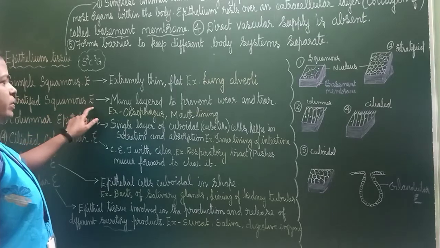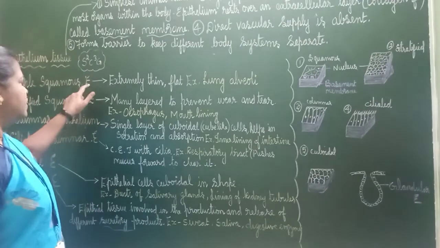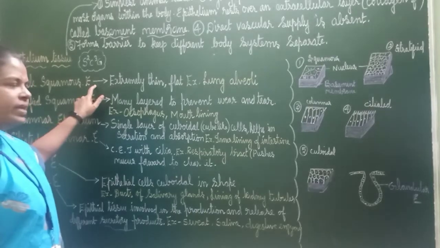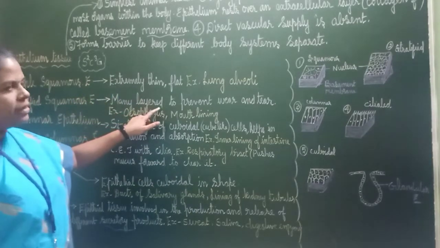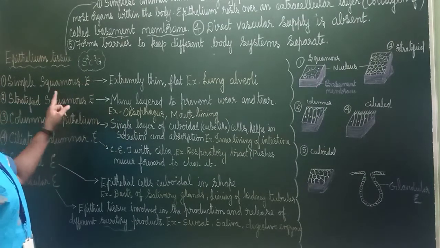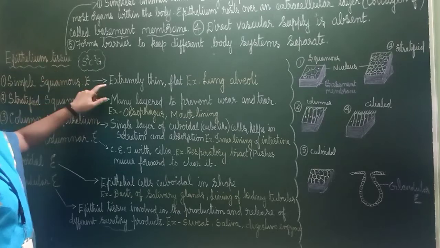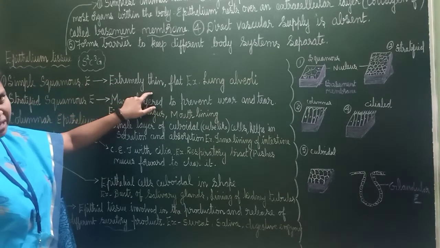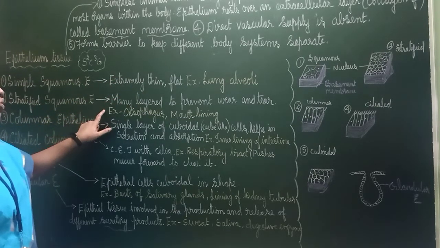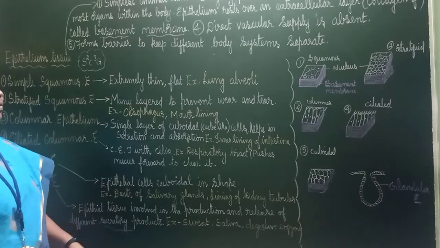Stratified squamous epithelium. Stratified means many layered. This is the same as this, but there will be many layers. When you are writing the definition, it is an epithelium tissue which is extremely thin and flat, and many layered to prevent wear and tear, if anything happens.